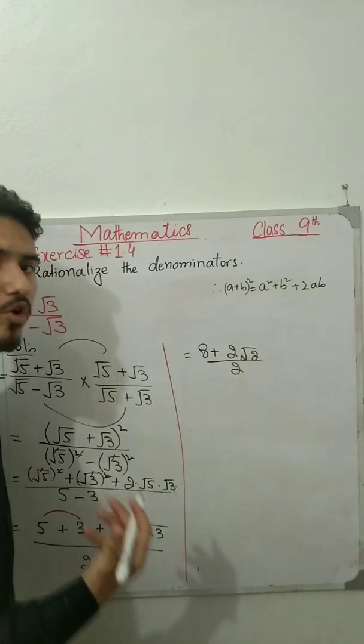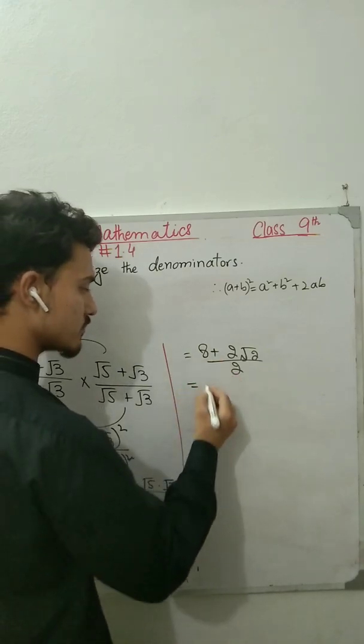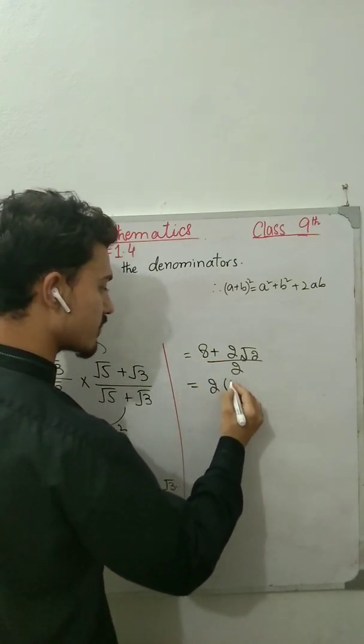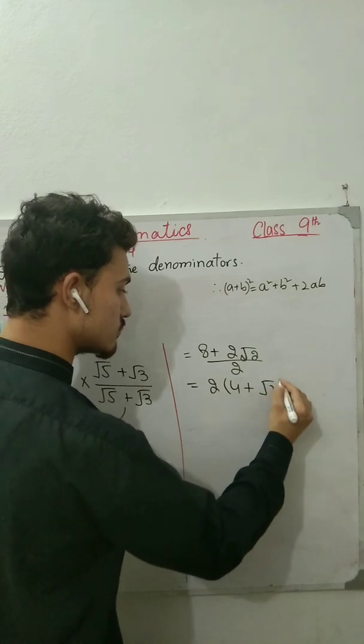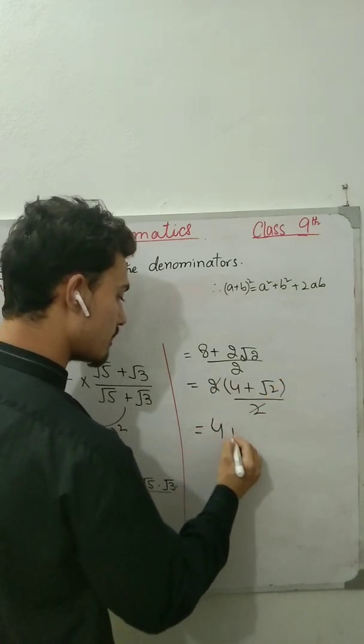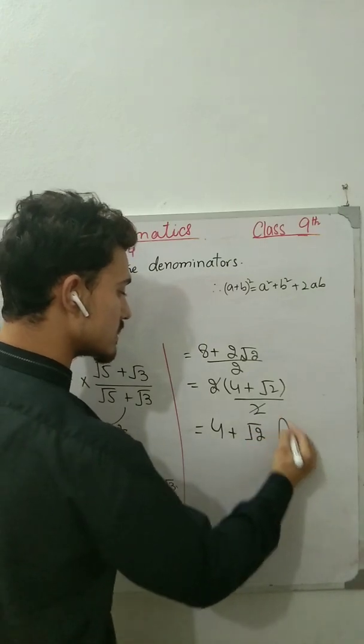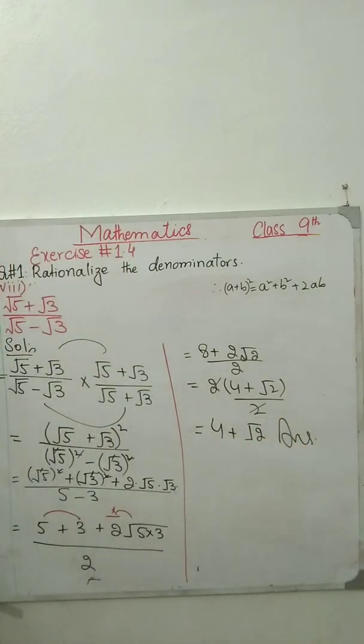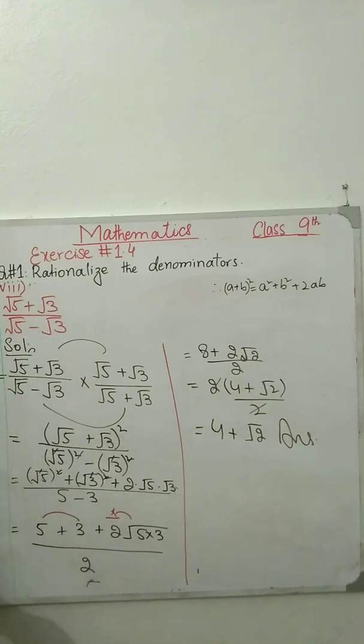Do we have anything common in the numerators? Yes, 2 is common. 2, what is left? 4 plus square root 15 over 2. Cancel out. So 4 plus square root 15 is the answer. That's how we rationalize this fractional value.